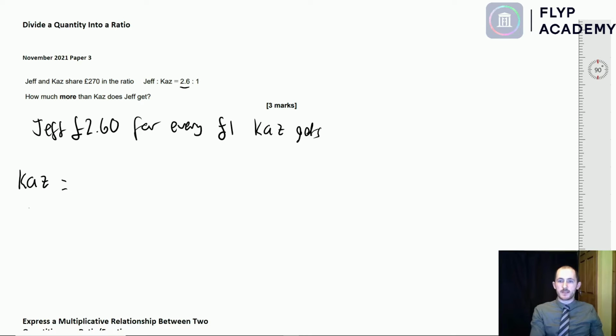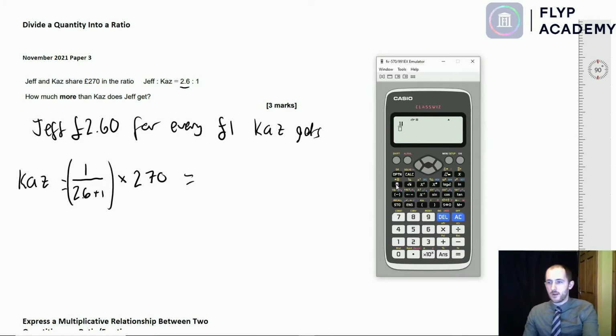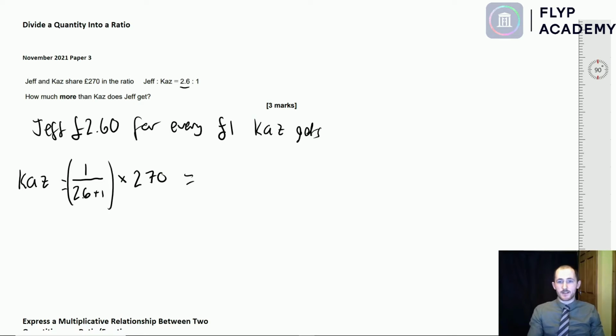And what we're going to do is we take the number we're interested in. So with Kaz, we're looking at the number 1, and that's over 2.6 plus 1. And then all we need to do is multiply it by the total amount of money. So again, it's a calculator paper, it's paper 3, so let's do it. So we have 1 over 2.6 plus 1, and then multiply by, so if we just press equals, multiply that by 270. Kaz gets £75.